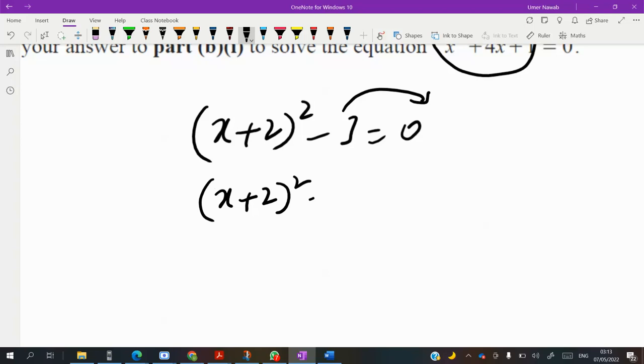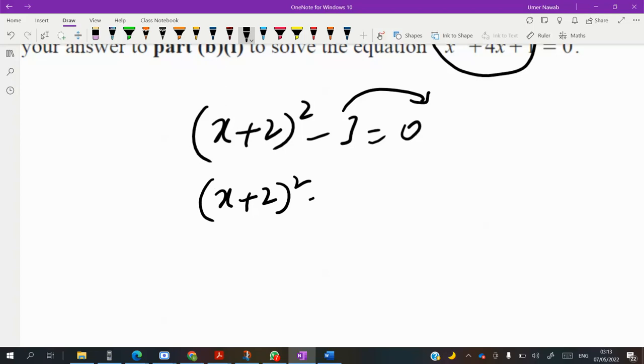Next, write down the minimum point of this. So the minimum point is basically the vertex, which we found here. This is the vertex, minus 2, minus 3. Now where is minus 2? This is minus 2 and this is minus 3.